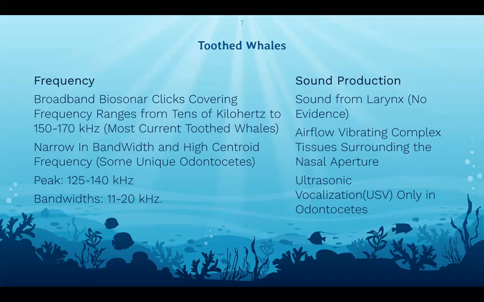The sound production for toothed whales is based on airflow vibrating complex tissues surrounding the nasal aperture. And that is also the reason why only toothed whales can produce ultrasonic vocalization, but baleen whales cannot. However, it is unclear and has not been proven whether toothed whales use sound via the larynx.